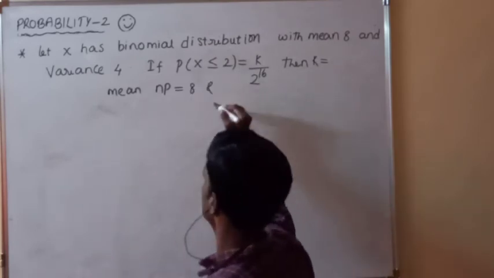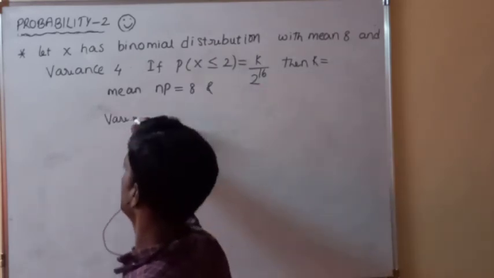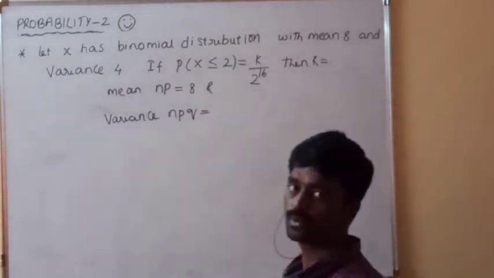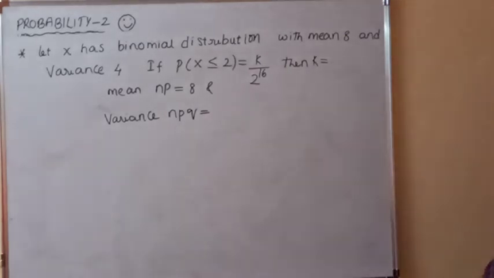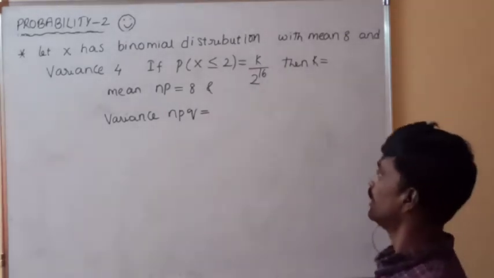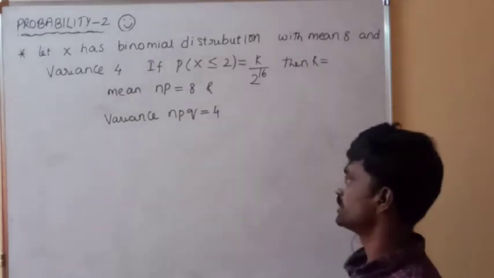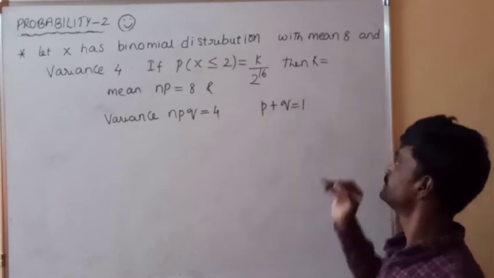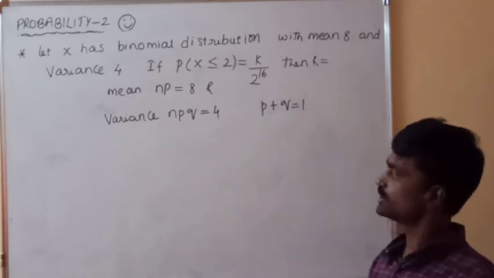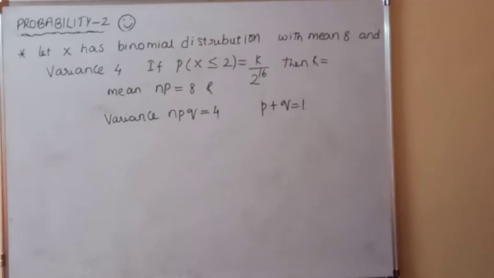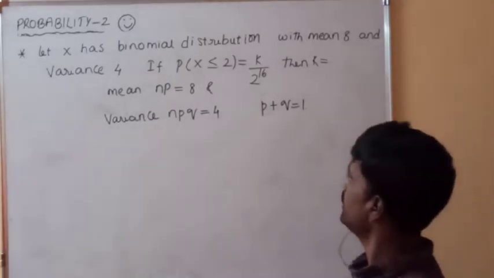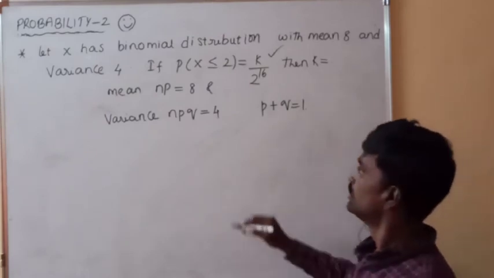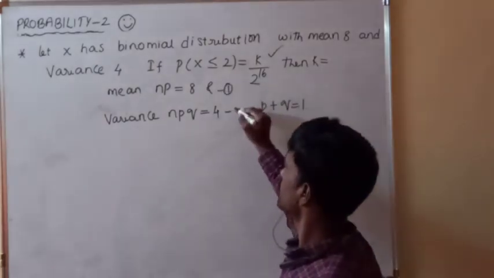And variance. What is the variance formula? N into P into Q. What does Q denote? Probability of failure in a single trial. Q is nothing but 1 minus P also, na? Okay, it is equal to 4 according to the question. And also we know that P plus Q is equal to how much? 1. First solve these equations, find N value, P value, Q value, and then you solve this equation to get K value. Okay, so let this be equation 1, this is equation 2.